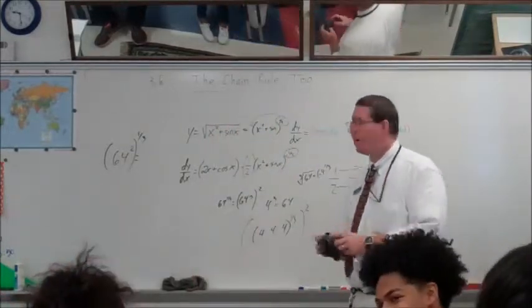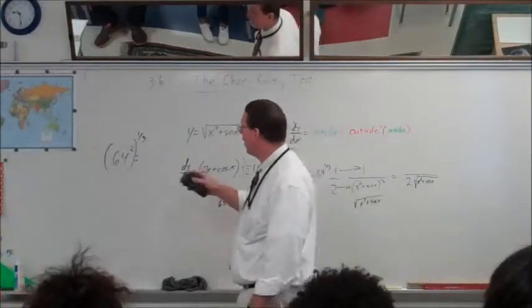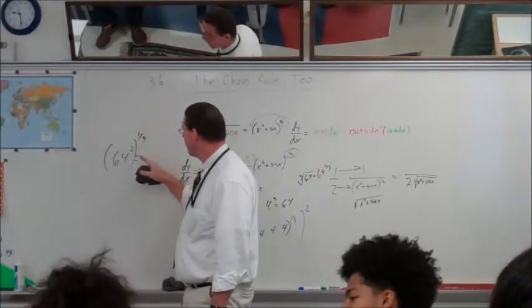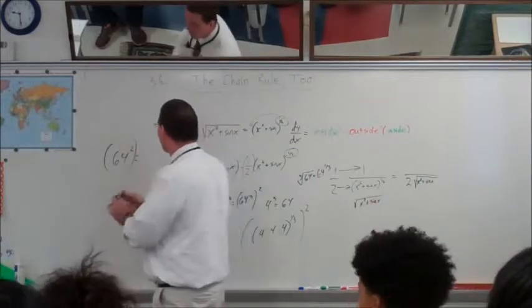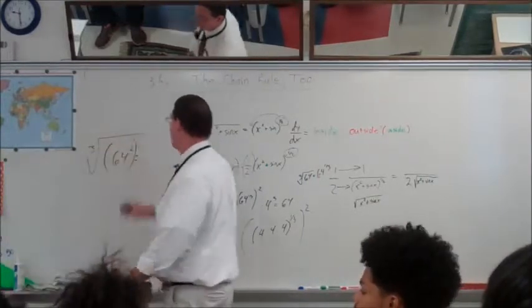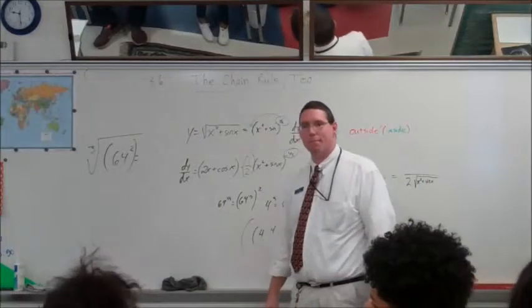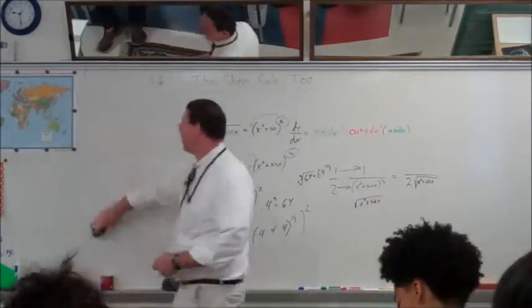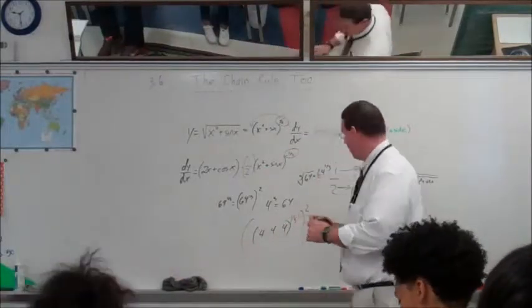Isn't that the same thing as having the 3 outside the square root of 64 squared? Is the 3 outside of the square root? Oh yeah, this would be the same thing as this. Yep. All right, it's good stuff. Really good stuff.